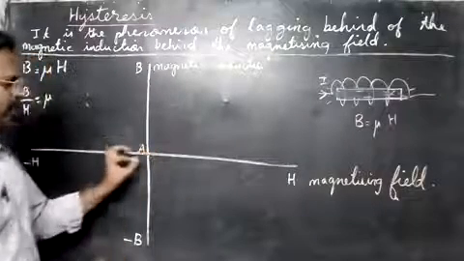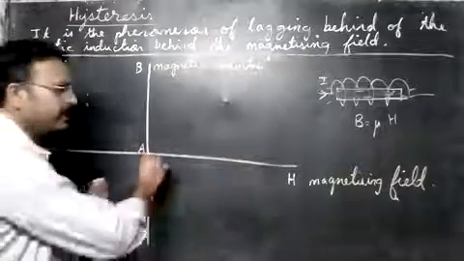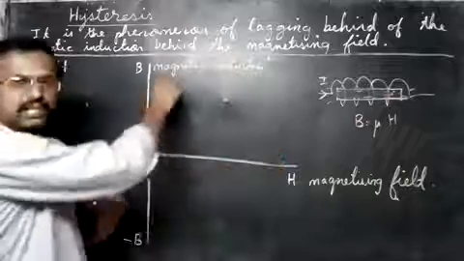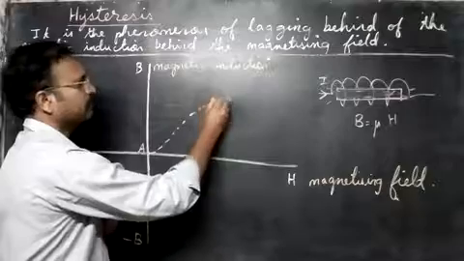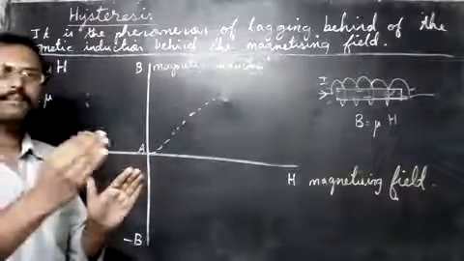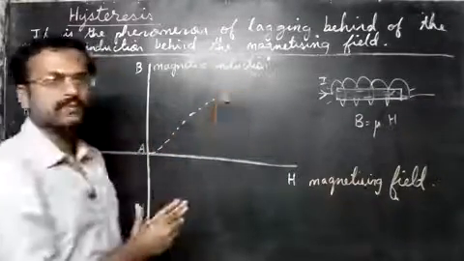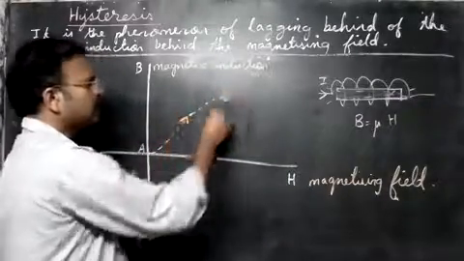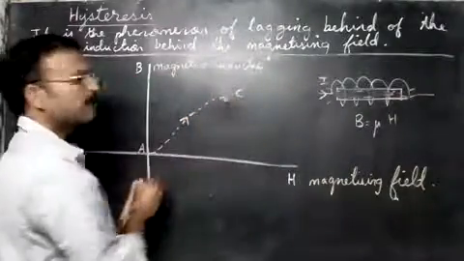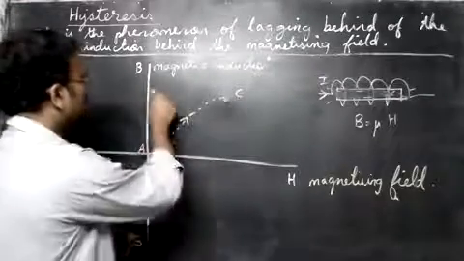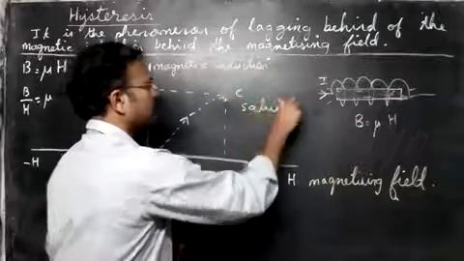From A, we slowly increase the magnetizing field. This is the positive direction. When you increase the magnetizing field, the magnetic induction doesn't vary directly. It's just like a curve, like this way. The magnetic induction will increase up to some level only, and afterwards you get a saturation. Let me name this point as C. At this point C, we get the magnetic saturation.